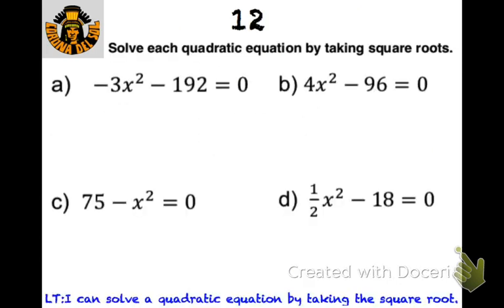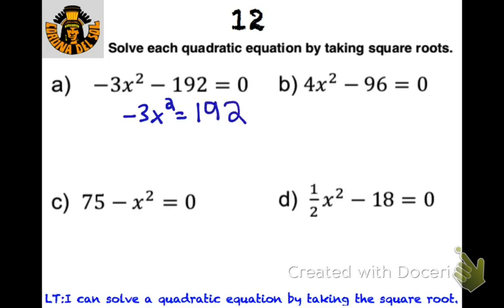All right, now we're solving these. I'm going to try to fit them all on here. I don't know if I'll solve all these or if I'll just maybe solve a couple of them. Okay, so -3x squared equals 192, if it lets me.